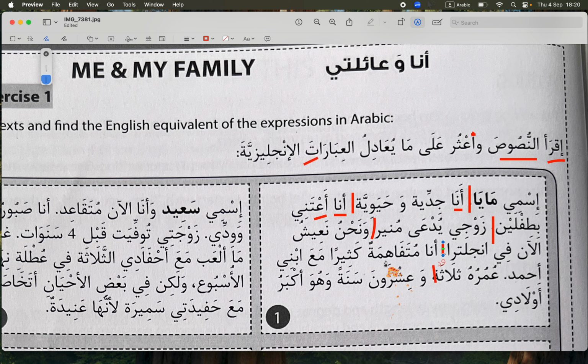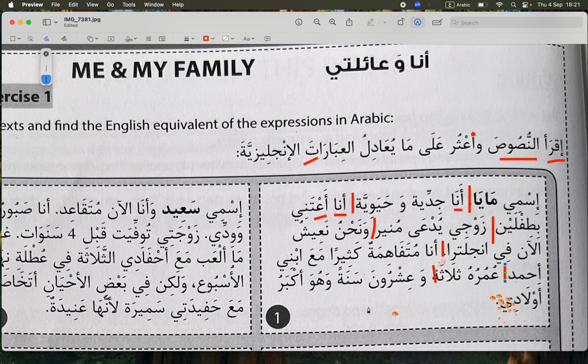Now here, mutafahima comes from the word fahm, to understand, on the scale of mutafa'il, they understand each other. In other words, they get along with each other. They don't quarrel, they don't fight. This is what is meant by mutafahima. Kathiran, so they get along a lot. So I get along a lot with my son Ahmad. This is where the sentence ends.